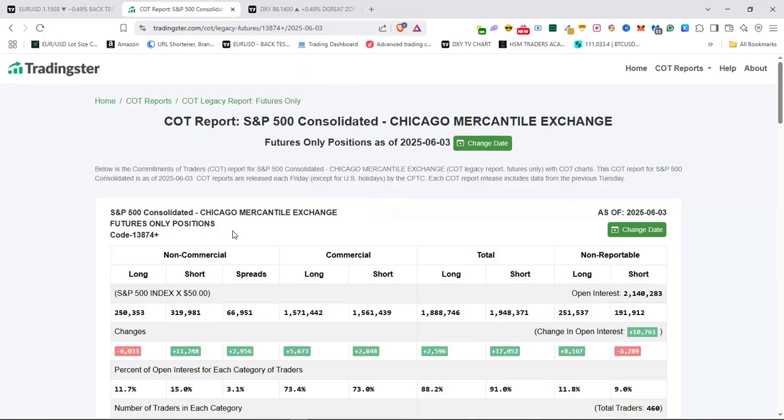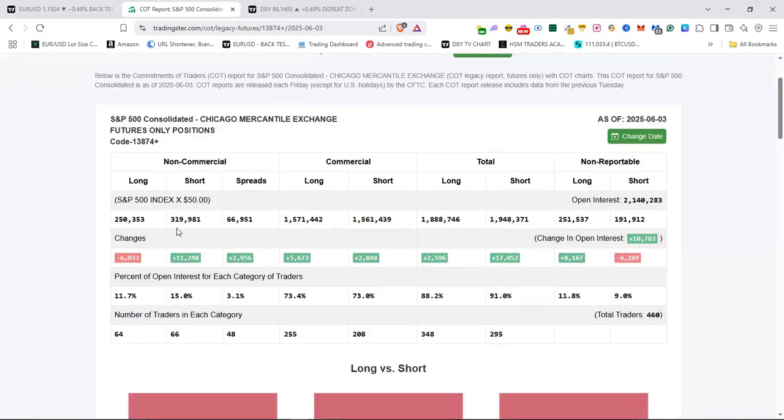Good. So now for the first week in the month of June, what were they doing? They were also reducing their short position and increasing their long position. So you can see their long is 250,353 and their short is 319,981. And then the commercials, they were also increasing their long: 1,571,442 and then 1,561,000, but the difference is not really that much.